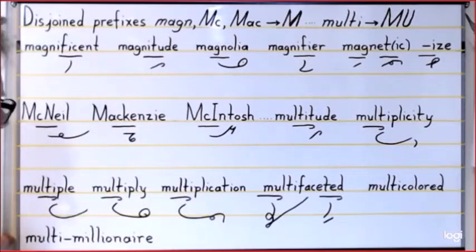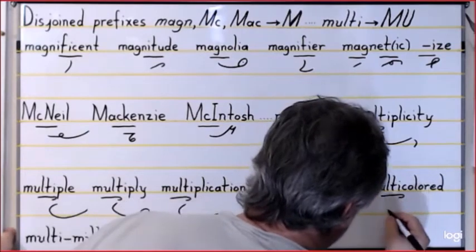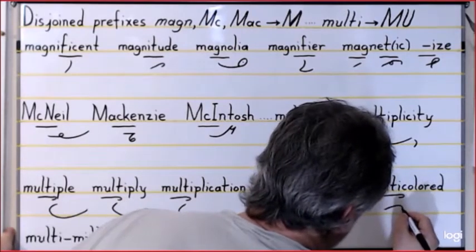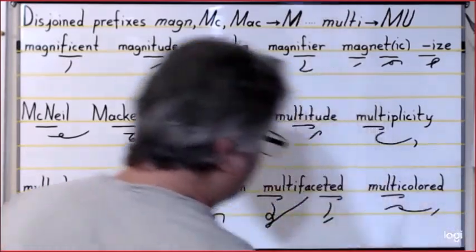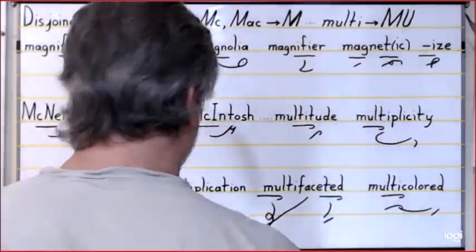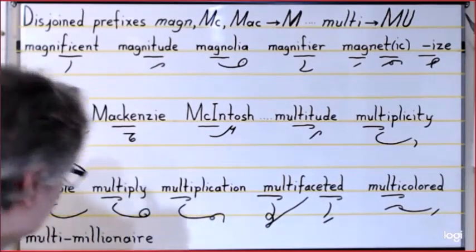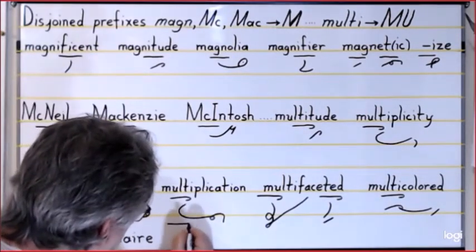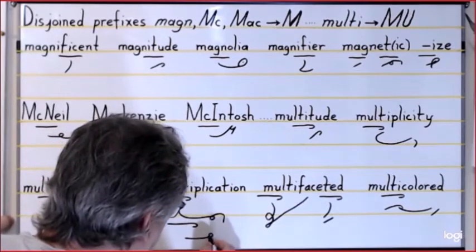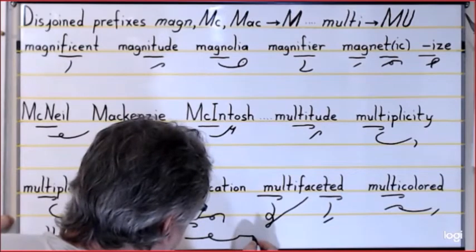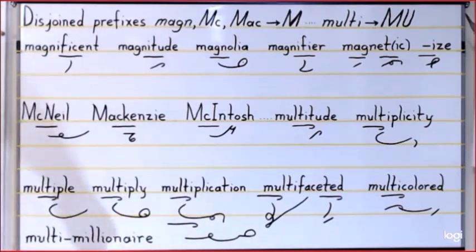Multicolored is MU and then KUL and then a T at the end for the ED past tense. For multi-millionaire, we'll write the MU and then MILN and a reverse A for the air sound at the end with the R.